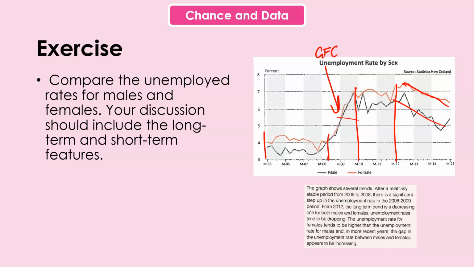Unemployment rates tended to be dropping. The unemployment rate for females tends to be higher than the unemployment rate for males, and in more recent years, the gap in unemployment rate between males and females appears to be increasing. So it would appear that during the global financial crisis, the unemployment affected males and females the same. It might be that through this time there's a reason why females weren't able to get back into work as quickly as the males. That would need more investigation.